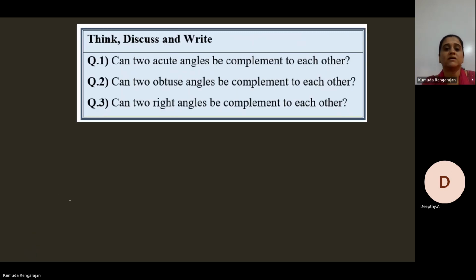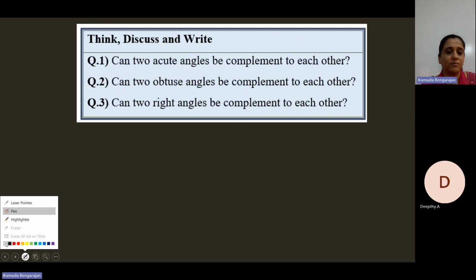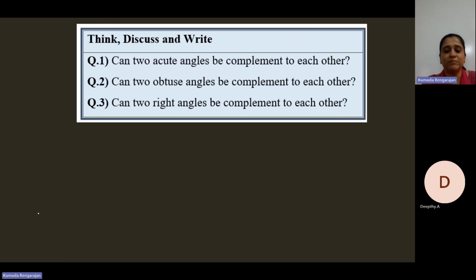Can two acute angles be complement to each other? Think and answer. Can two acute angles, Deepti, be complement to each other? Just take an example, that's all. Think means think what can be the answer, not just guess. Take examples, take two acute angles.